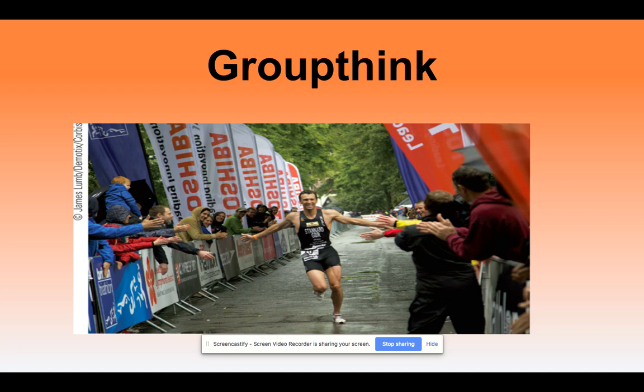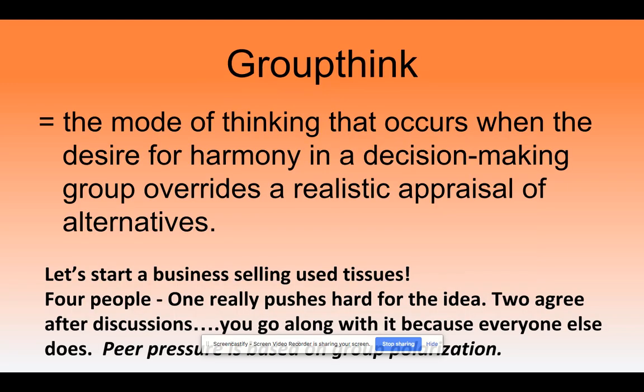Now, connected to that is the idea of groupthink. Groupthink is another interesting interaction within a small group, and it tends to be a smaller group than, say, a nominating convention. It is a mode of thinking that occurs when the desire for harmony in a decision making group overrides a realistic appraisal of alternative solutions to the problem. So let's take this example. This is kind of a silly example, but it gives you a great idea of what groupthink is.